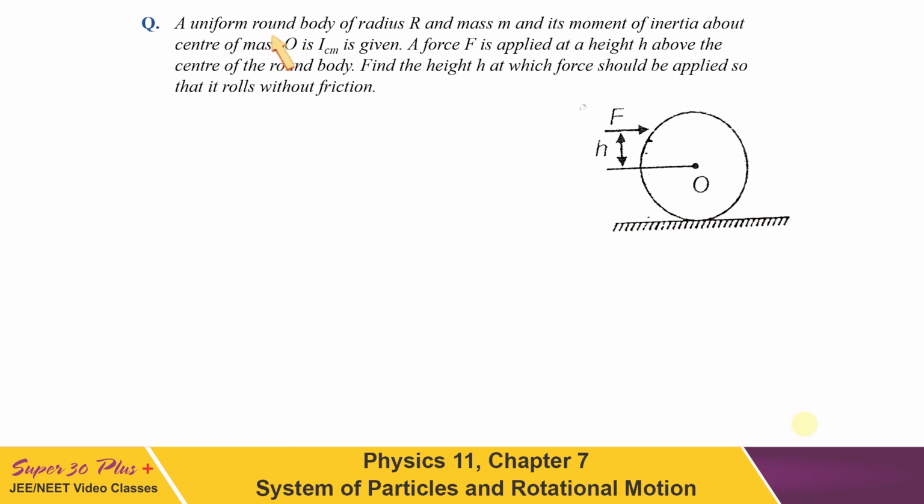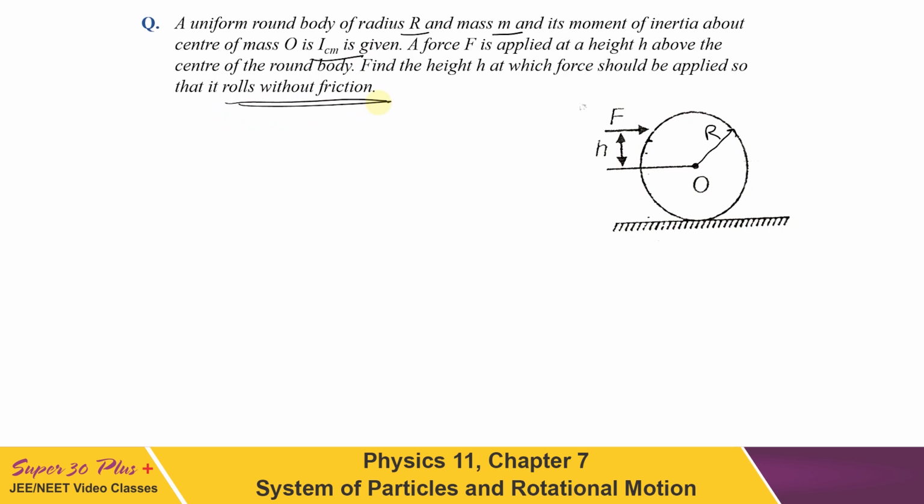A uniform round body of radius r and mass m and its moment of inertia about center of mass O is ICM. These things are given. Radius is there, mass is there, and moment of inertia is also given. A force F is applied, as you can see in the diagram, at a height h above the center of the round body. Find the height h at which force should be applied so that it rolls without friction. As you can see here, we have to consider the condition when friction is not present.